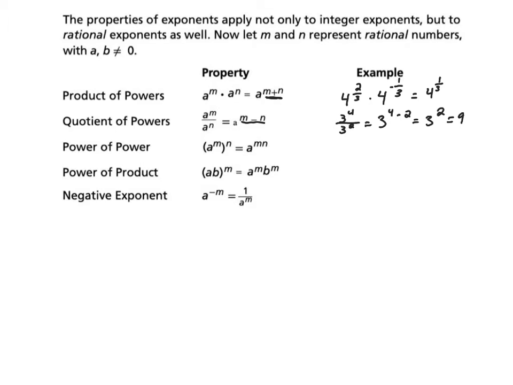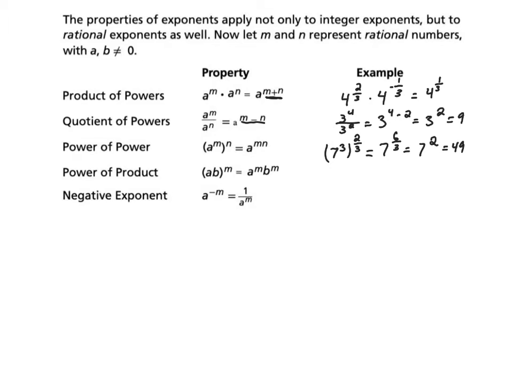The power of a power, that means you multiply the exponents. So 7 to the 3rd raised to the 2/3. We multiply them, okay? So you get 7 to the 6 over 3, which is 7 squared, or 49.